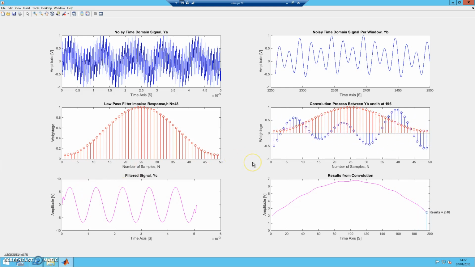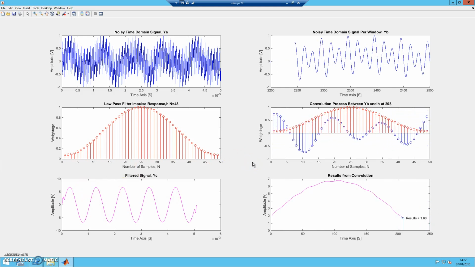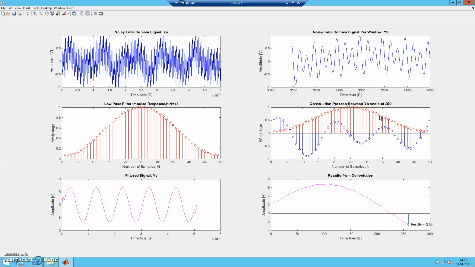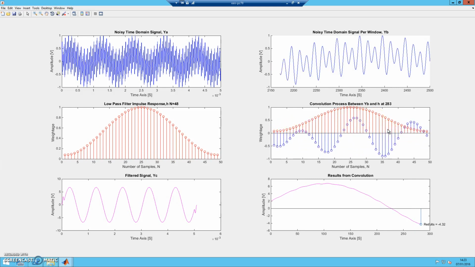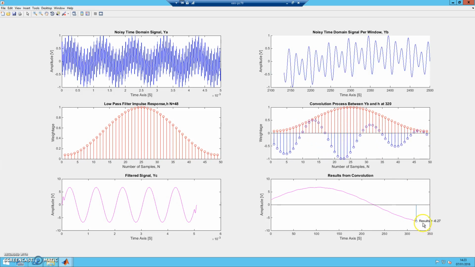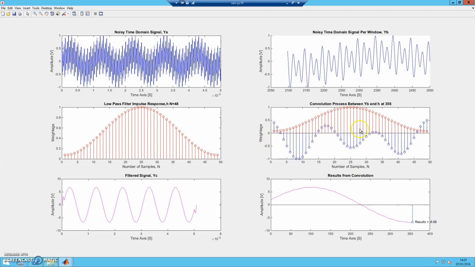So if you notice here on the right hand side, this is the convolution process which is taking place. This is our input signal, the noisy input signal that is fed into the impulse response window. Every time we have 48 input samples convolved with the 48 impulse response samples, we're going to get one output as our result. You can see from here, we are getting our result every time the input signal passes through the impulse response of the low pass filter.